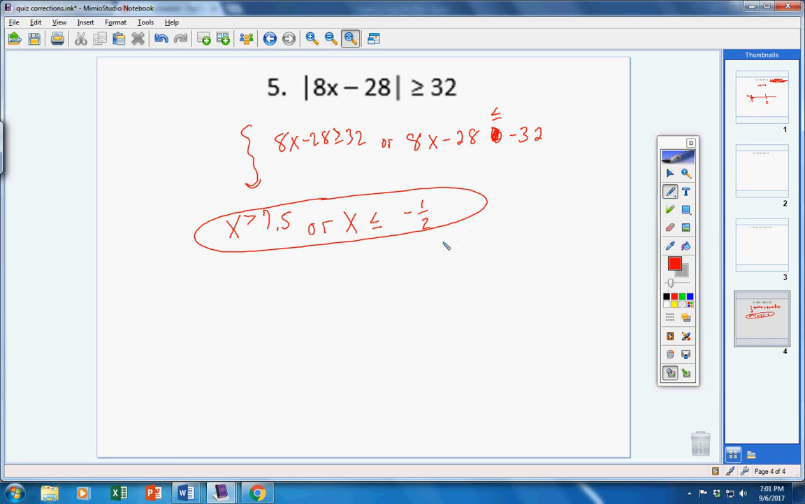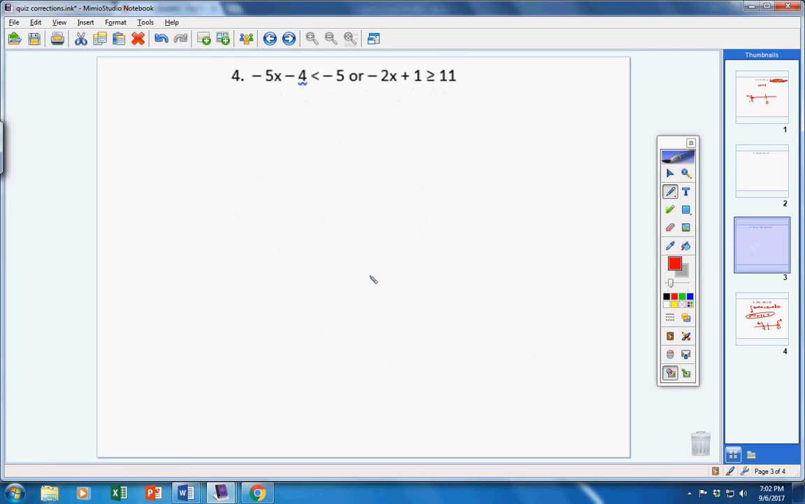Alright, so, anyways, make sure you turn that arrow. Then your graph was incorrect. Your graph should have been a disjunction. X is less than negative 1/2 or equal to. So it should have gone this way, Andrew. X is greater than 7.5. Open going this way. Okay, now number 4. Sorry about that, number 4.